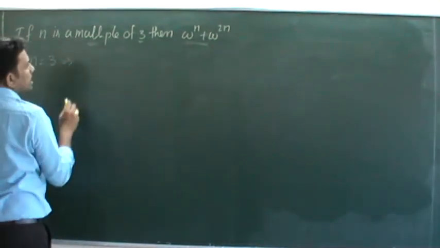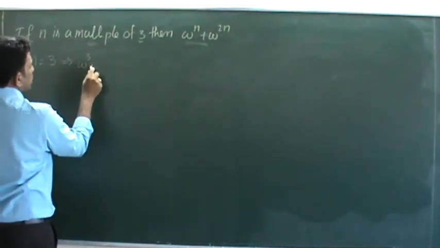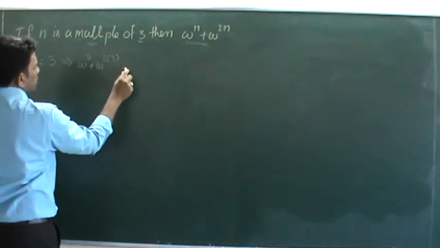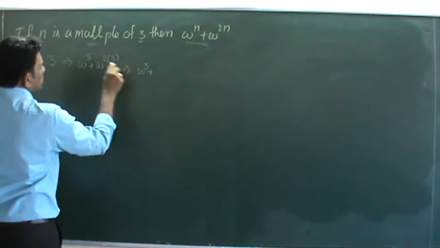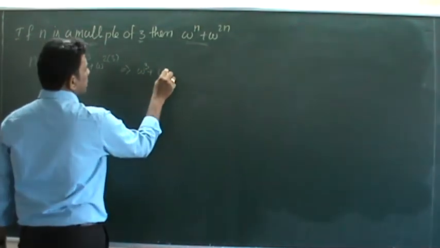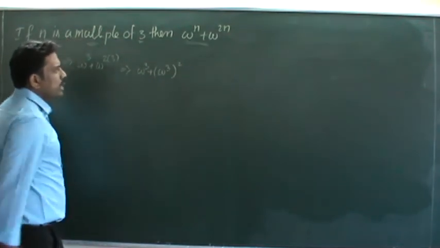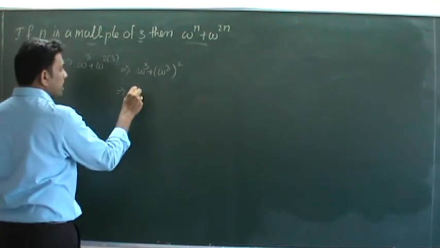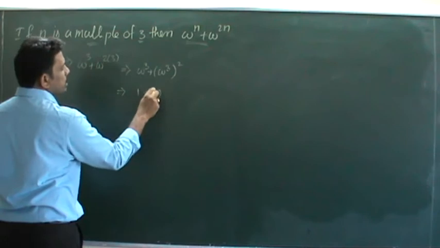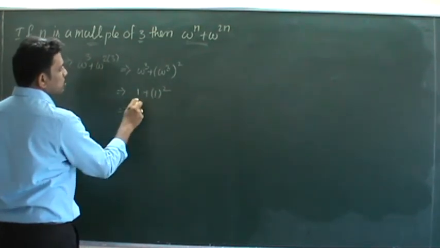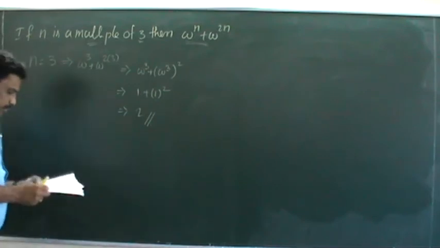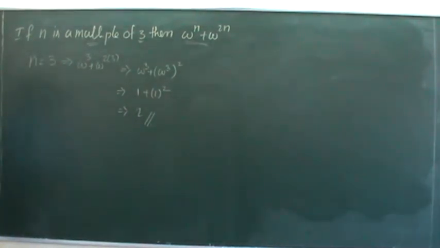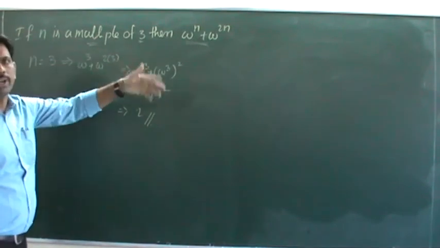First take n equal to 3. Multiple of 3 means you put it in this question. If you substitute 3, then omega power 3 plus omega power 2 into 3. Then what about children? Omega power 3, 2 threes are 6. This 6 I am writing like this, omega cube whole square. 2 threes are 6, 3 twos are 6, both are same. Because omega cube value I know is 1, plus here also omega cube value 1 square. So 1 square means 1 plus 1 is nothing but 2. So what is the answer children? The answer is 2.